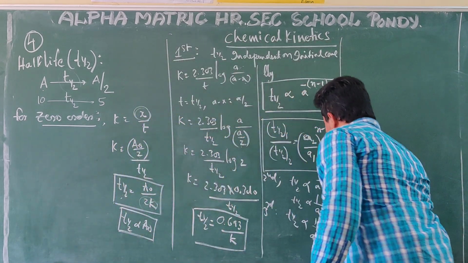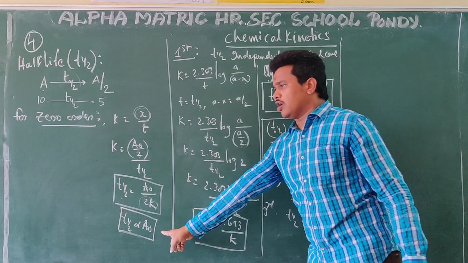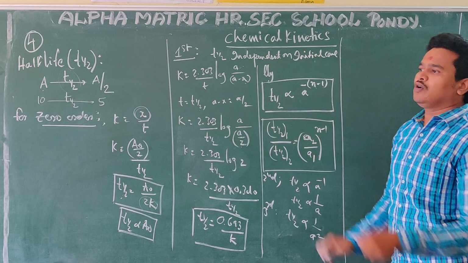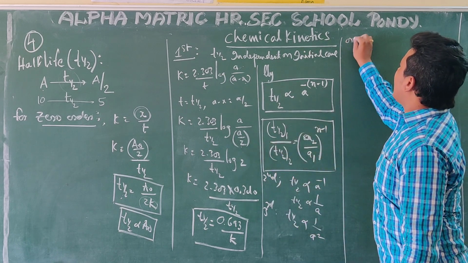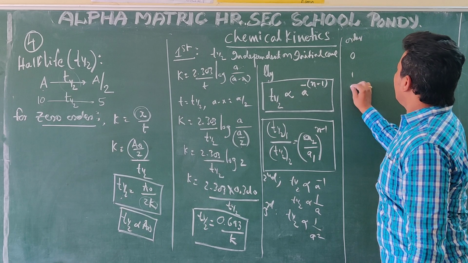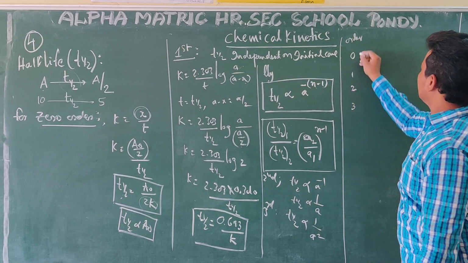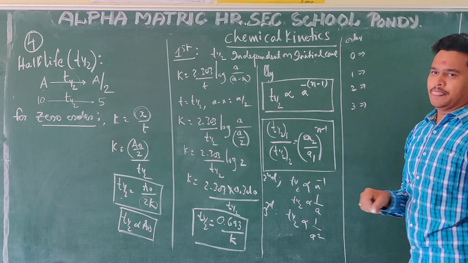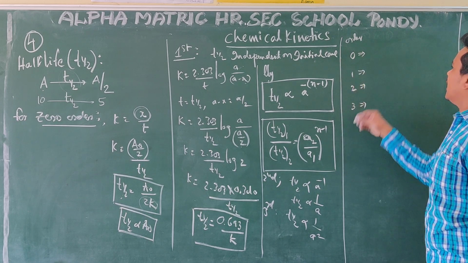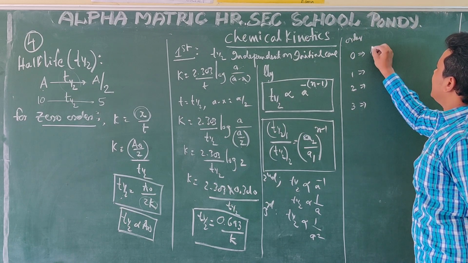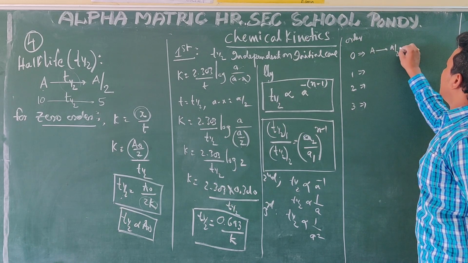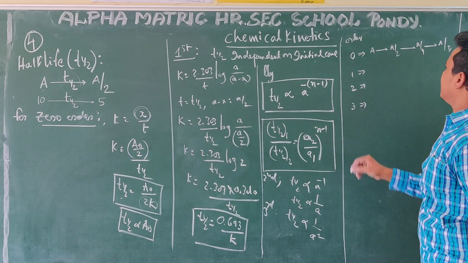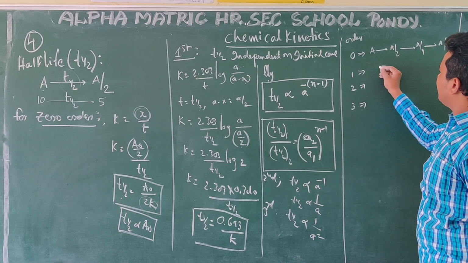So based on zero order half-life, first order half-life, second order half-life, third order half-life, what conclusion can we give now? The order will be 0, 1, 2, 3 like that. What is the differentiation we can show here? This is zero order, first order, second order, third order. For example, initially some A is there. A becomes A by 2. After that, A by 2 becomes A by 4. After that, A by 4 becomes A by 8. Correct? Here, what is the half-life?